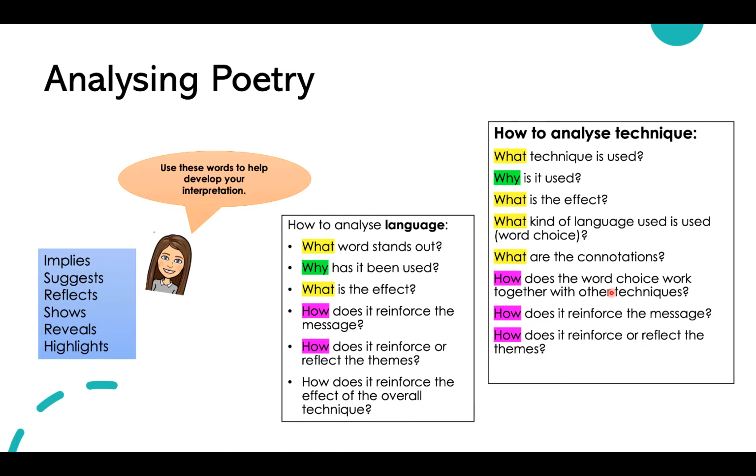So you begin with: what do you notice, what do you see, what stands out, what technique is it, what kind of word is it? And then you think about why it is being used: how does it affect the meaning, how does it create meaning within that poem, how does it reinforce the message? If you can prompt yourself with these questions, either when you're doing some practice or in an exam style situation, this will really help you to develop your own writing skills with regards to a poem.